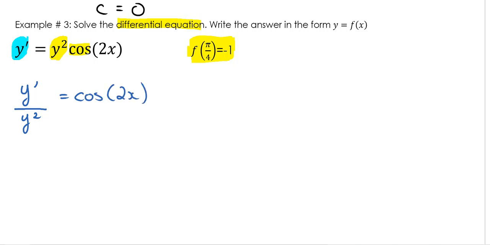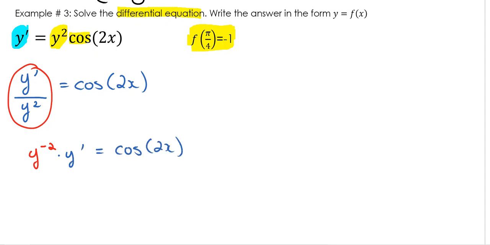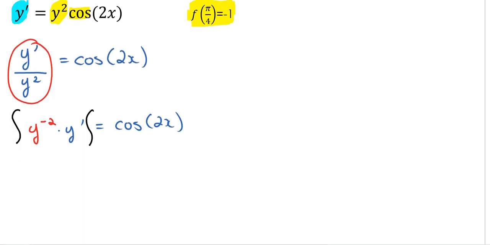The procedure is still the same. You get the y's on one side of the equation, and you get the x's on the other side. This expression right here, I'm going to rewrite as y to the power of -2 times y prime equals cos of bracket 2x. Now let's take the antiderivative of each side of the equation here. So this would be the antiderivative over there. Once I do that, we can go ahead and find the antiderivatives of each side.